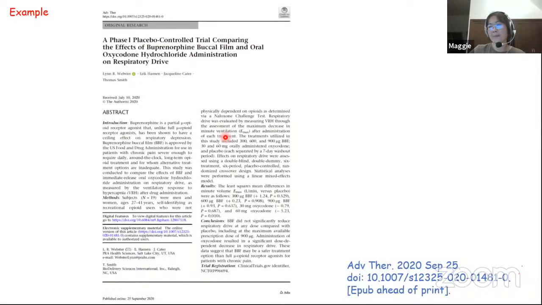So this is the example for the randomized control study. Later you can read them online.